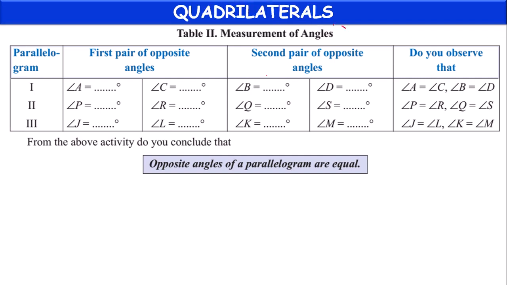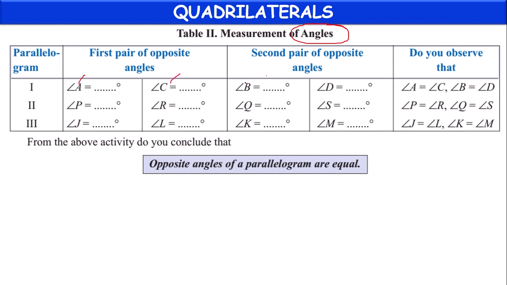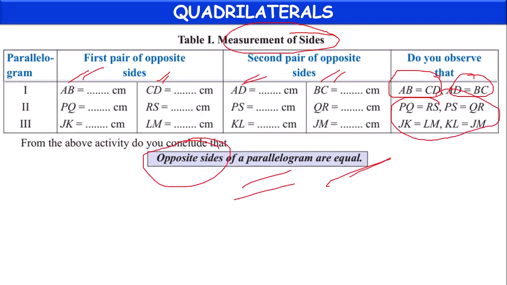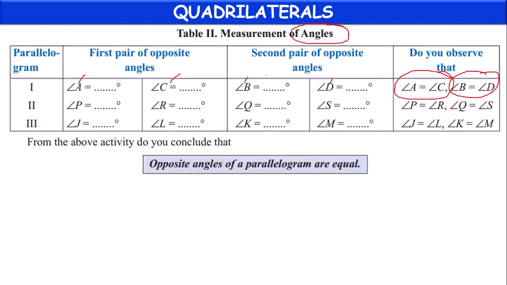If you measure the angles of these parallelograms, ABCD, PQRS or JKLM, with the help of a protractor or other geometrical tools, individually, you will observe that angle A equals angle C and angle B equals angle D. Similarly, P and R are equal, Q and S are equal, J and L are equal, K and M are equal, which means opposite angles of a parallelogram are equal.